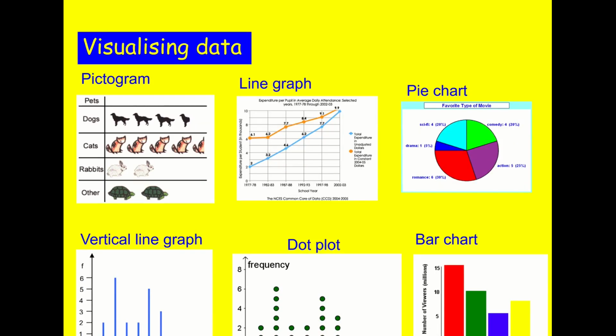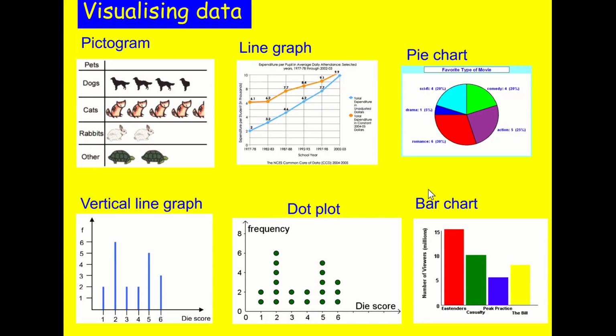You will probably have encountered them a long time ago, but be familiar with pictograms. Here you might have a key. It might be that one turtle equals, I don't know, four pets. Like one picture of the turtle represents 2 actual turtles or something like that. Got line graphs, which can be useful in different situations where you're plotting points and joining them up. Pie charts, okay, don't forget about those.